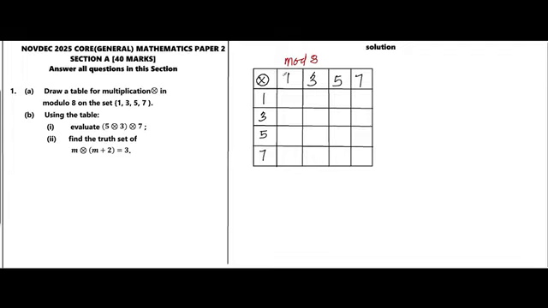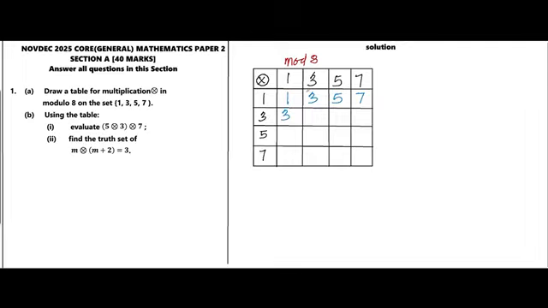1 times 1 is 1, and 1 in mod 8 is still 1. 1 times 3 in mod 8, we have 3. 1 times 5, that is 5, and 5 in mod 8 is 5. 1 times 7 is 7, and 7 in mod 8 is still 7. 3 times 1 is 3, and 3 in mod 8 is 3.